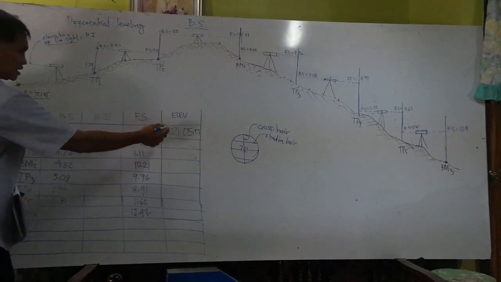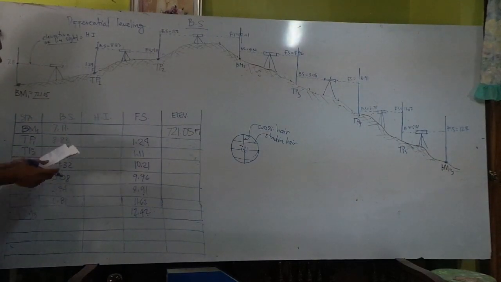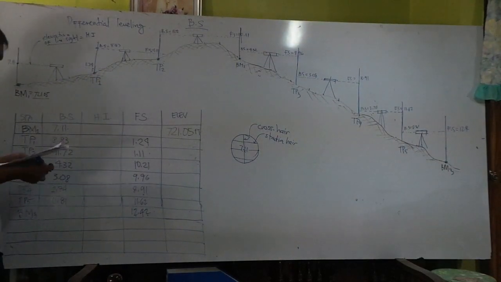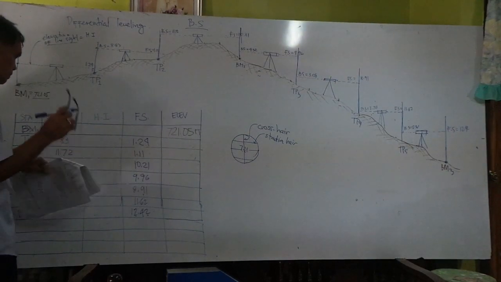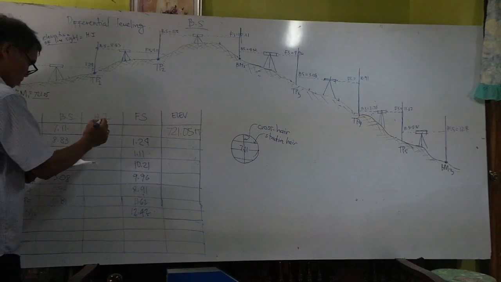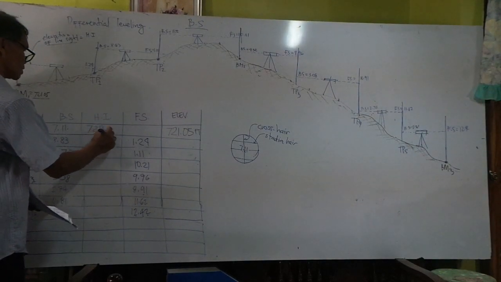That's the height of the instrument: elevation plus the backside. Adding that, you will have an answer of 728.16.